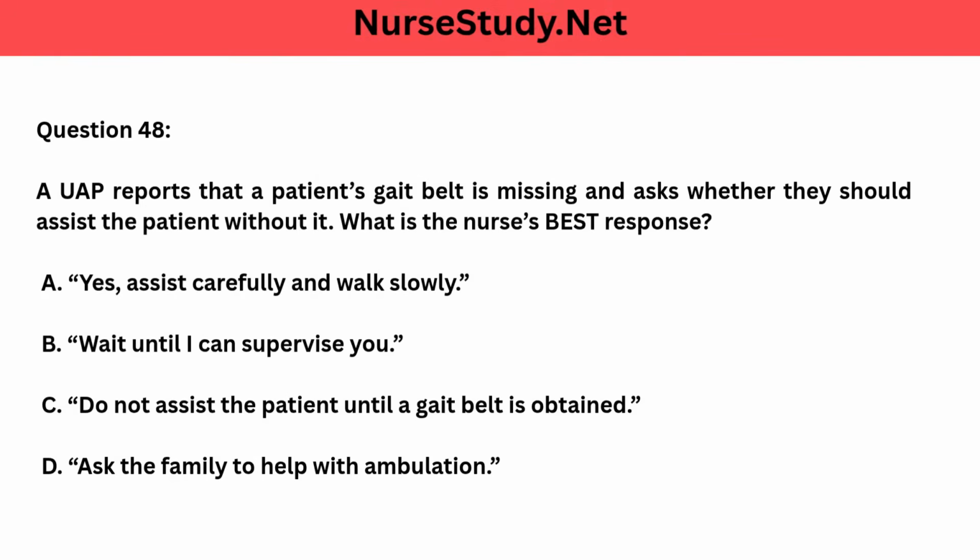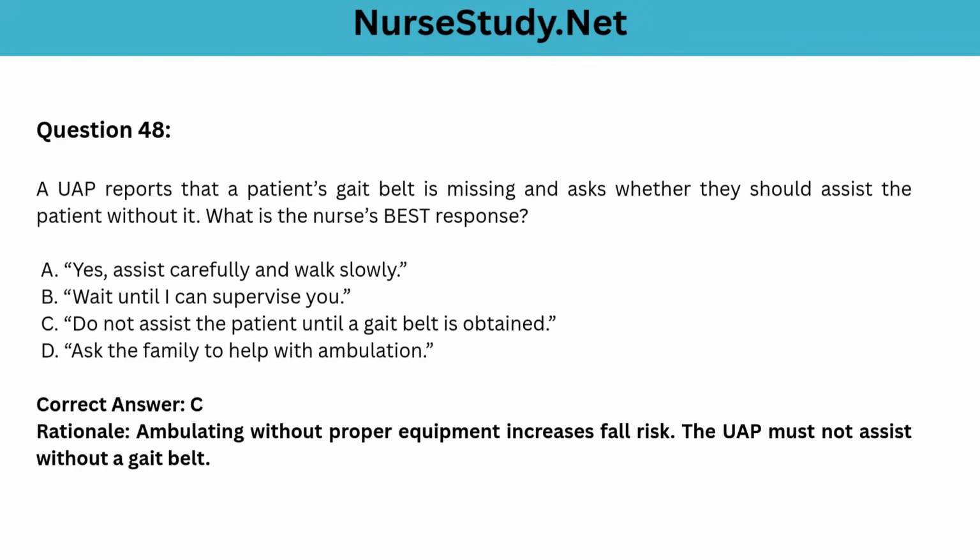Question 48. A UAP reports that a patient's gait belt is missing and asks whether they should assist the patient without it. What is the nurse's best response? A. Yes. Assist carefully and walk slowly. B. Wait until I can supervise you. C. Do not assist the patient until a gait belt is obtained. D. Ask the family to help with ambulation. Correct answer. C. Rationale. Ambulating without proper equipment increases fall risk. The UAP must not assist without a gait belt.